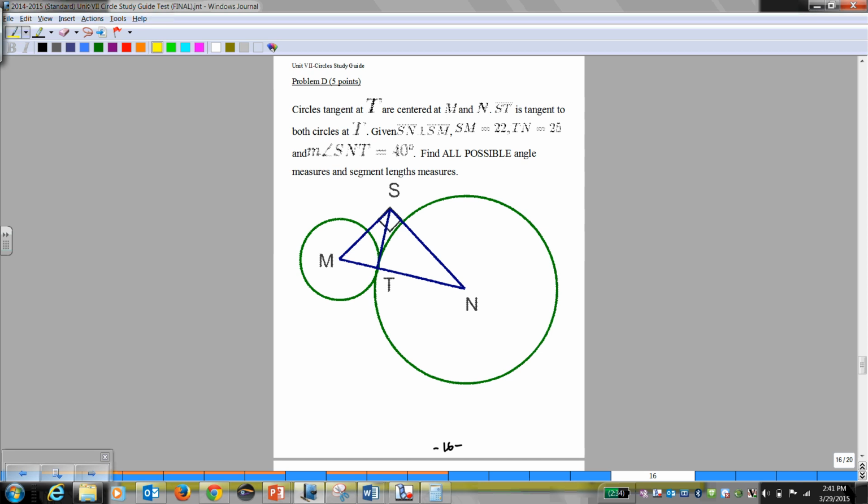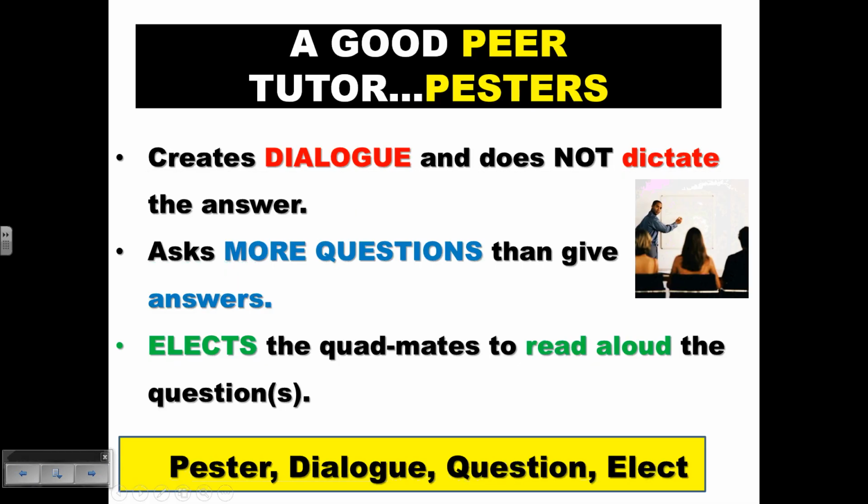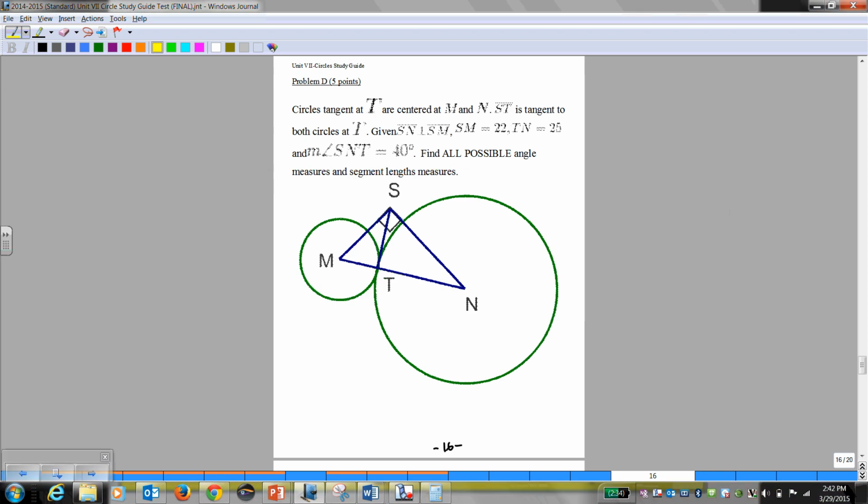This is the peer teach problem D. Now remember, as a good peer teacher or a good peer tutor, your job is to create dialogue and not simply dictate answers. You need to ask more questions than give answers. You need to elect your quad mates to read questions out loud. So a good peer tutor pesters, creates dialogue, asks more questions than give answers, and elects others to do the reading. Let's take a look at problem number D.